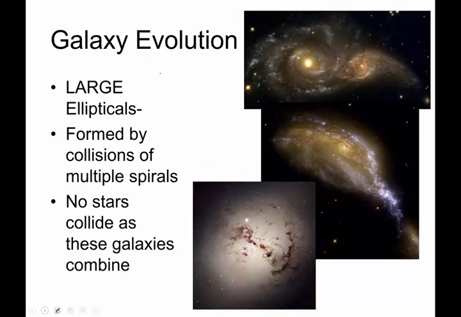After there were spiral galaxies, these spiral galaxies then would combine, lots and lots of spirals would combine to form ellipticals, large ellipticals. Large ellipticals that contained a lot of old stars. These are ellipticals that look more like this.